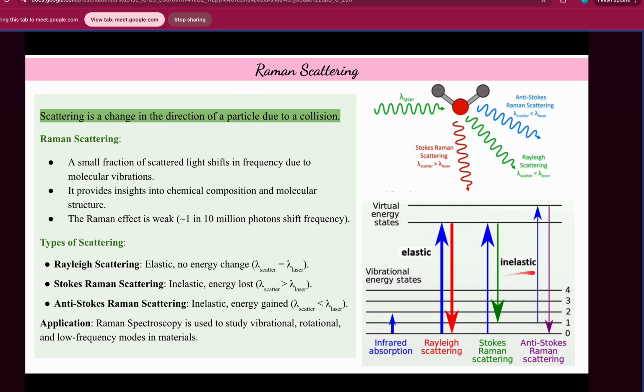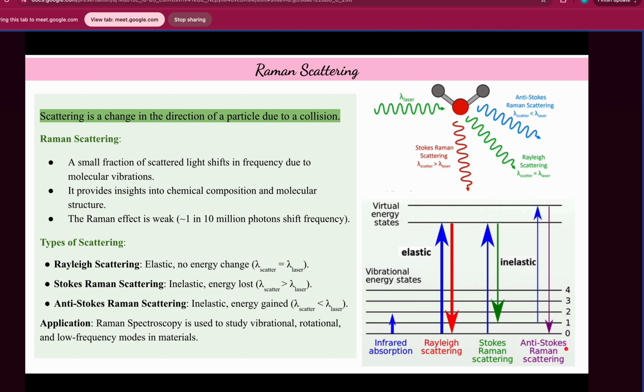But in the case of inelastic scattering, some energy is lost in the collision. In Stokes Raman scattering, the energy of the light which it emits is less. Instead of reaching the ground state's last vibrational level, it reaches some level above, not the last vibrational level but the first vibrational level. This gap is the difference in energy which is lost in the collision. That's why the wavelength is increased in Stokes Raman scattering.